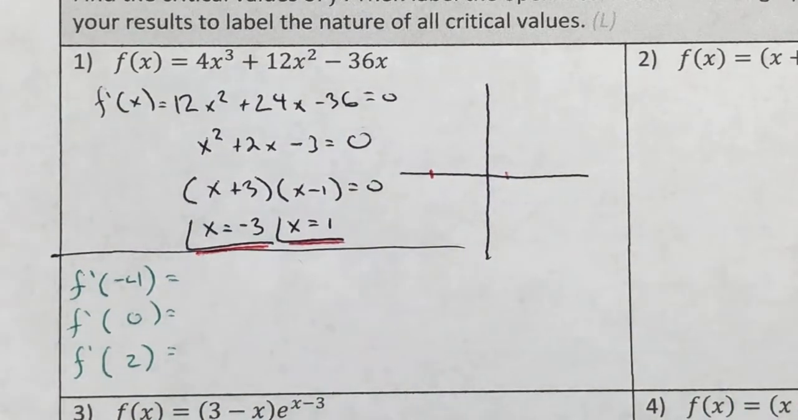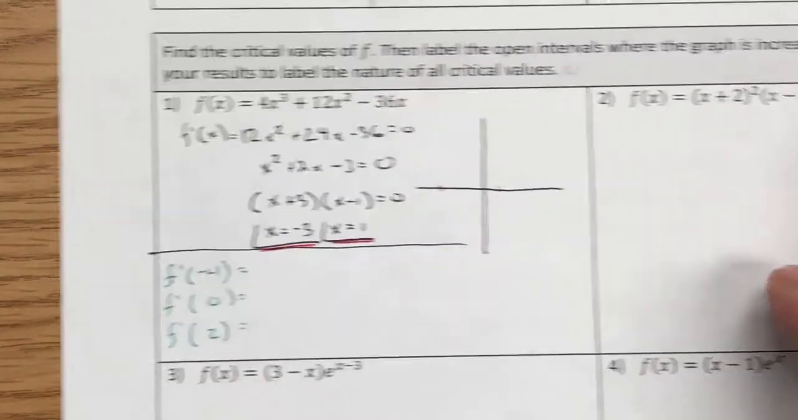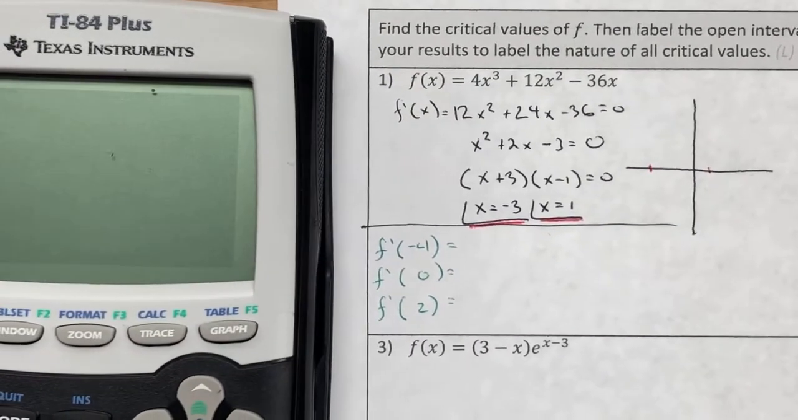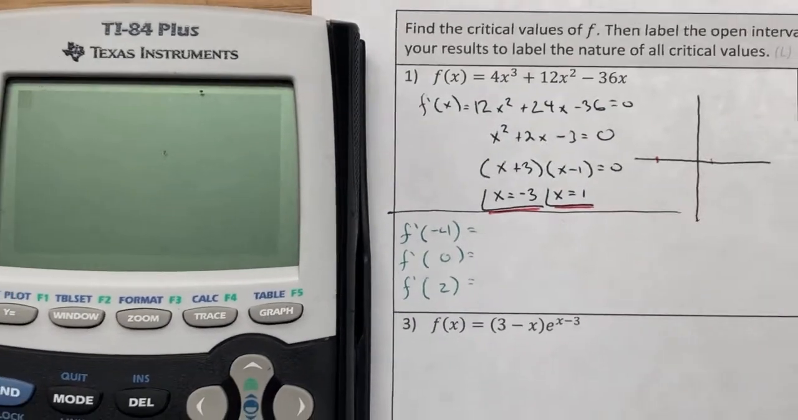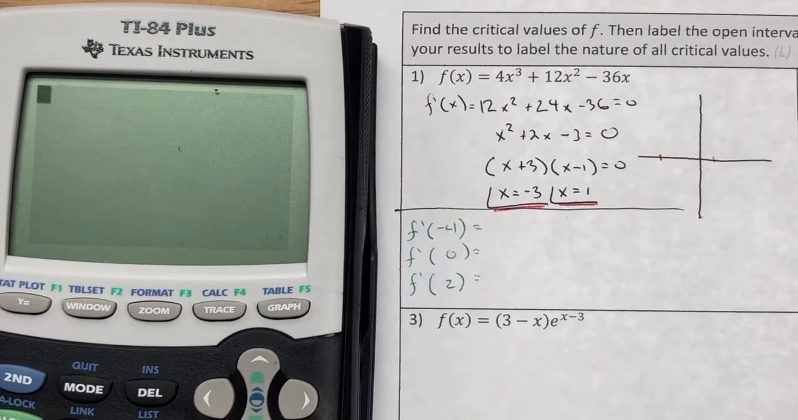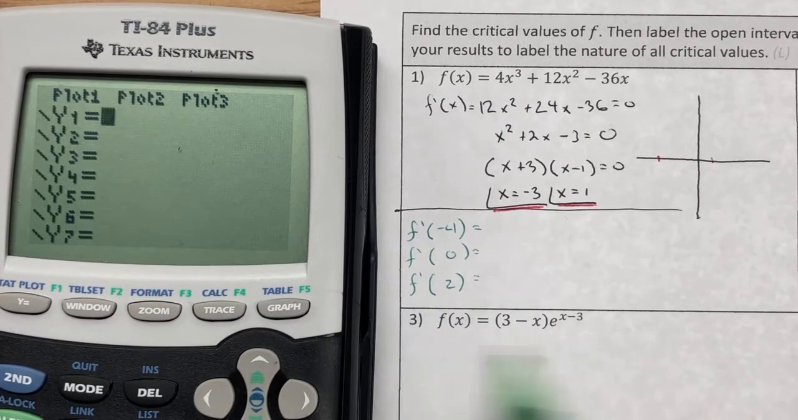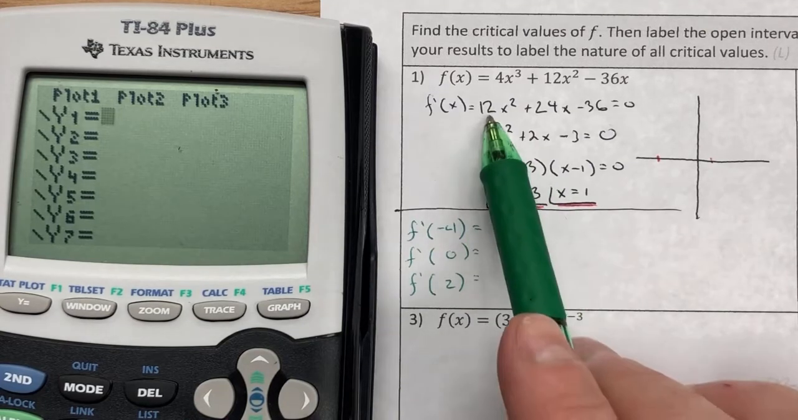So let's go ahead and we could do these by hand. It's going to be a little faster if we bust out our TI-84. Can I squeeze the whole thing in? Nope. Zoom out a little farther. There we go. So let's go ahead, get our y values, and we're going to plug in the derivative.